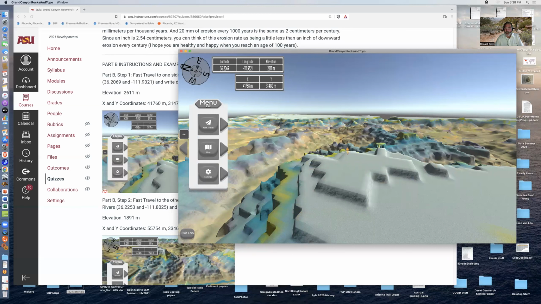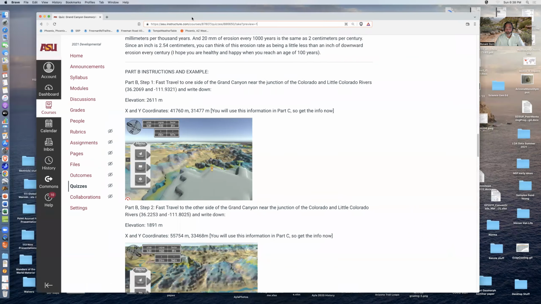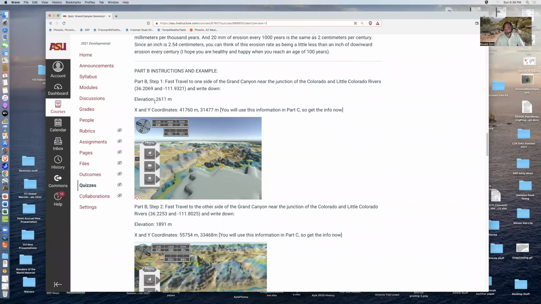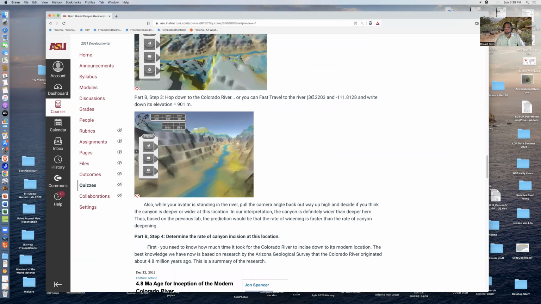So now I'm going to turn off the game, because the data you're going to get are not going to be identical. Everybody's going to be given a different problem. And so I'll just walk you through the data extracted. Inside the Canvas instructions in this example, one side of the canyon is this information. Another side of the canyon is this information. And the third piece is the depth, that information.